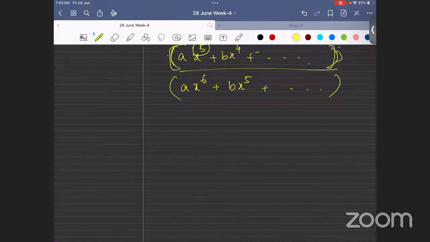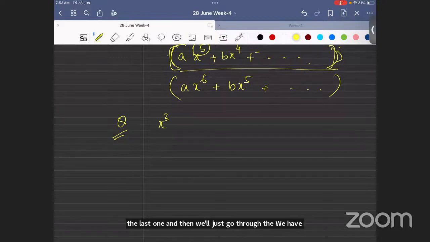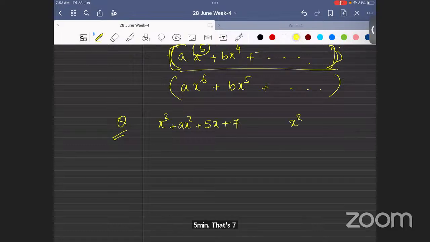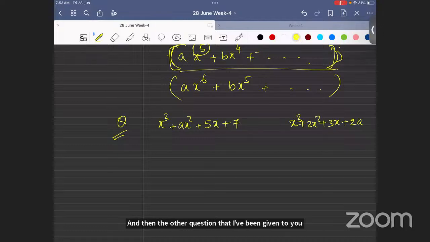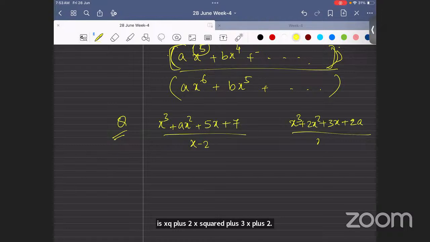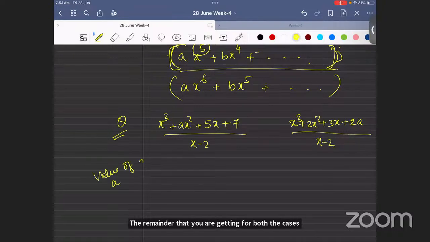Okay. So one more question I'm giving to you. This will be the last one, and then we'll go through the graphing of the polynomial. You have been given 2 polynomials: x cube plus x square plus 5x plus 7, and x cube plus 2x square plus 3x plus 2a. You are dividing both by x minus 2, and the remainder you are getting in both cases is the same. Then you have to tell me the value of a.